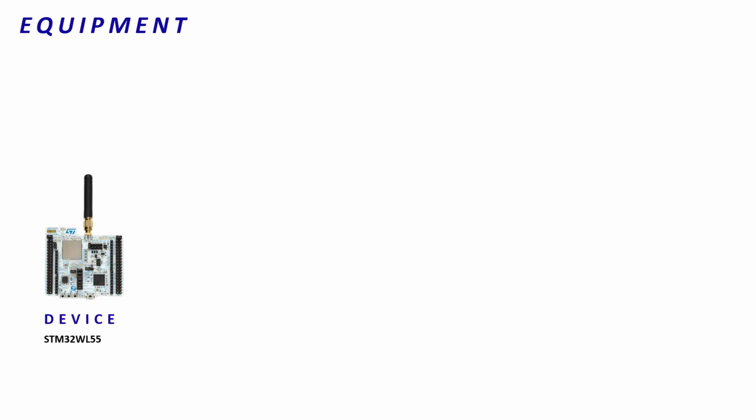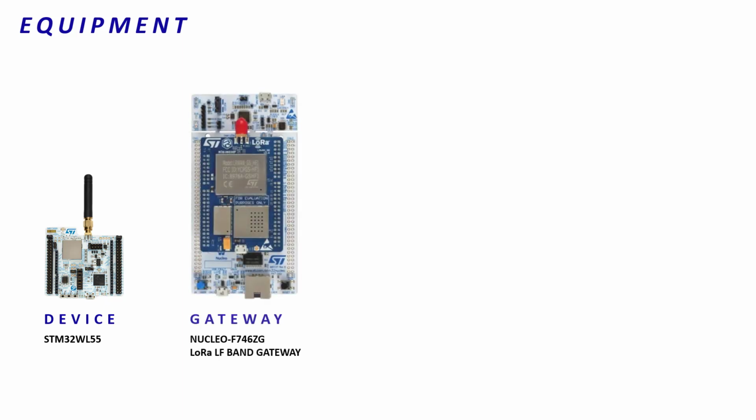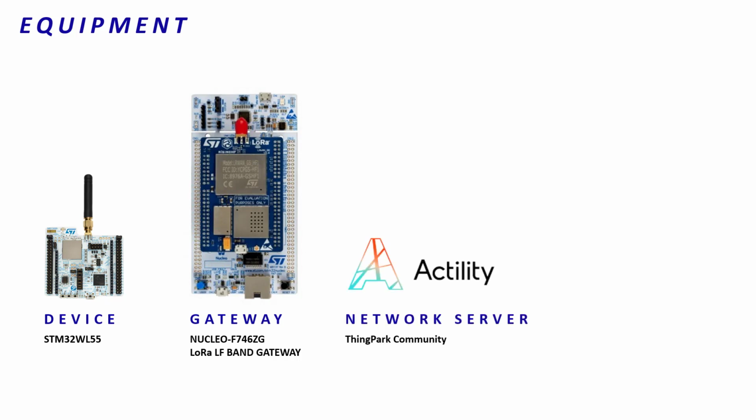Alright, for this demonstration, we are gonna use some equipment. First, we have a STM32WL55 as end device. It is activated and works in class C. Then, there is a Nucleo F746ZG as gateway. The Impact community from Actility will be our network server for this demonstration. However, this demonstration also works with any network server providing the clock synchronization service.